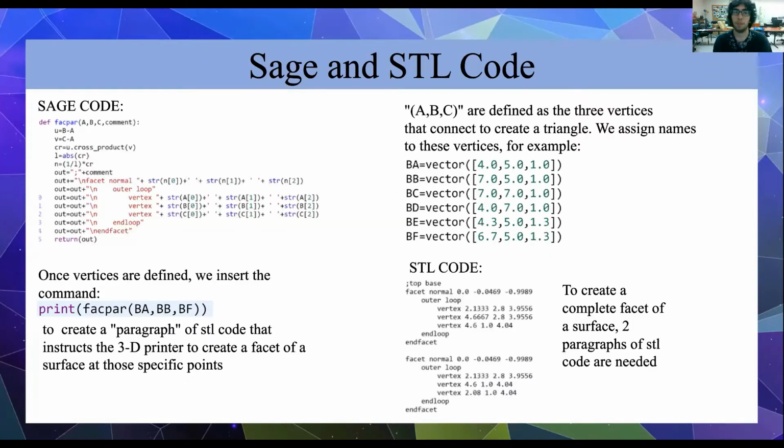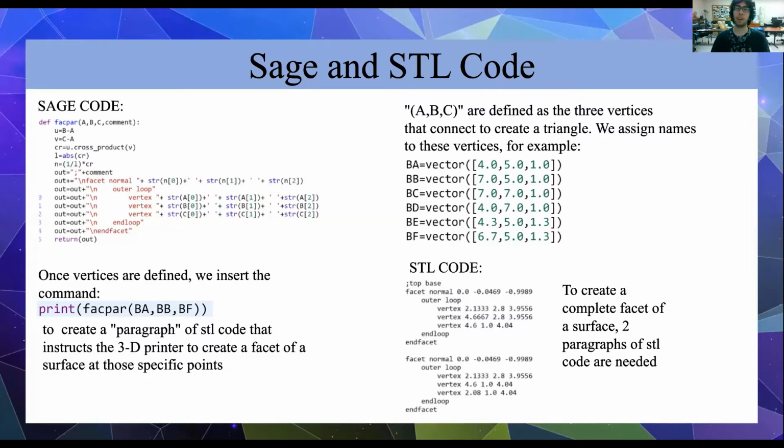You're talking about Sage and STL code. So in the process of making our models, we had to have 3 vertices that defined a shape. Each 3 vertices would create a triangle and 2 triangles would create a square. So we needed those to make the surfaces of our 3D models.